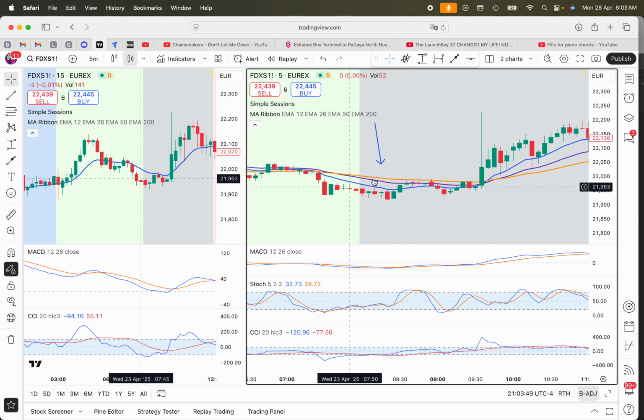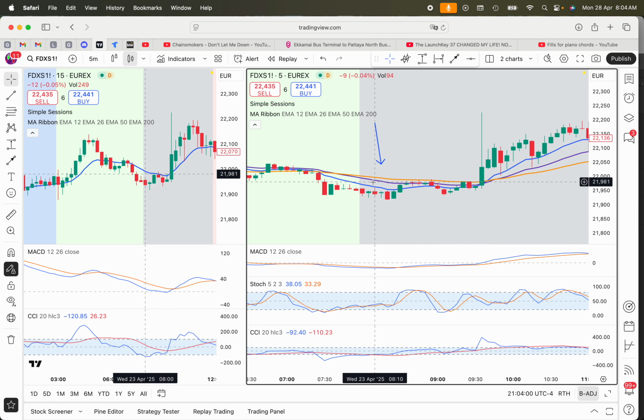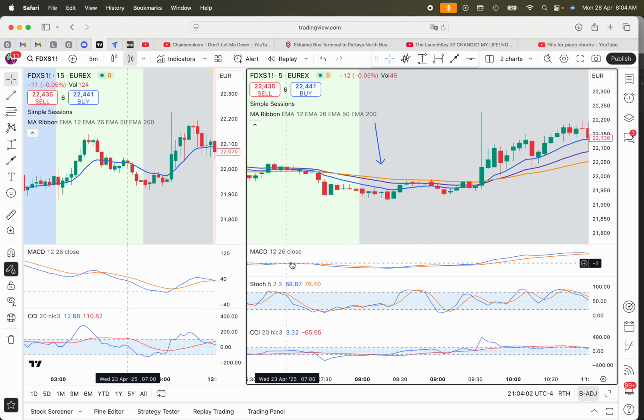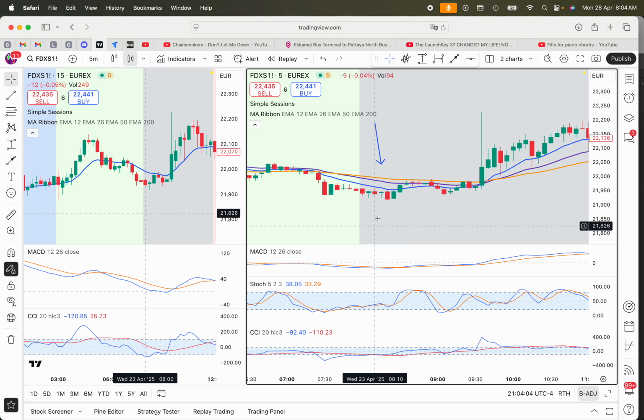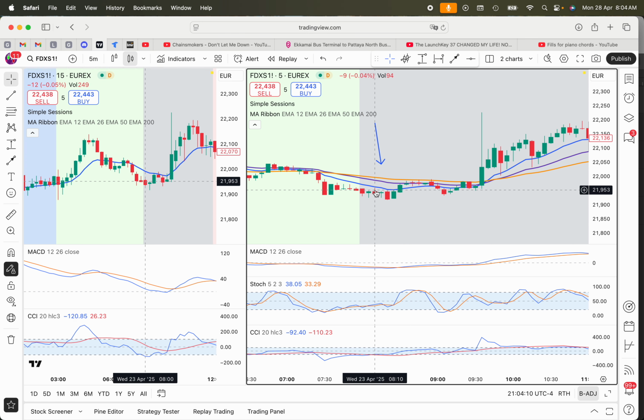Now I'm using the 50 for my major trend, and obviously my middle trend is the 26, and the 12 is the short time trend, okay? The reason I have the 12 and the 26 is because it matches up with the MACD, okay? And the MACD line, which is the blue line, is measuring, for lack of a better word, the momentum between these two averages on the chart.